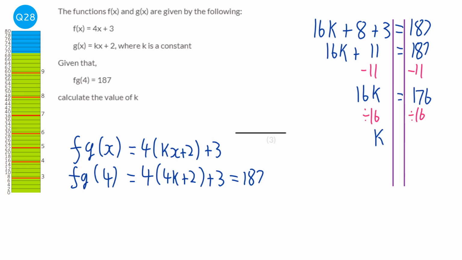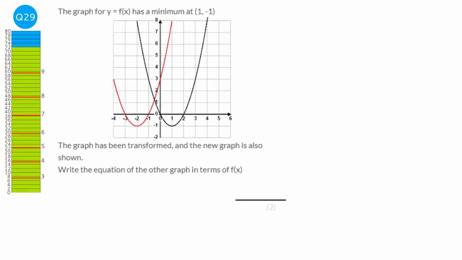So we've got k equals 11. So answer is 11. So we have the original y equals f(x) shown in the graph. And it says it has a minimum at (1, -1), so it's this one, the black line here, and we're looking to see the new function, the red function, but we notice that actually it looks very similar. It's a U shape for what we can see. It might not be a quadratic, but it looks like a quadratic.